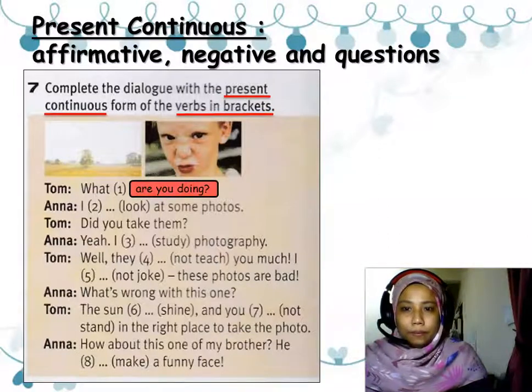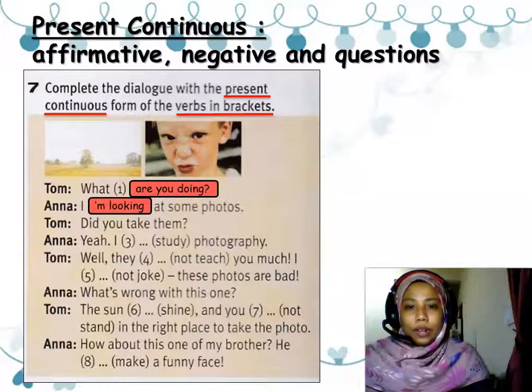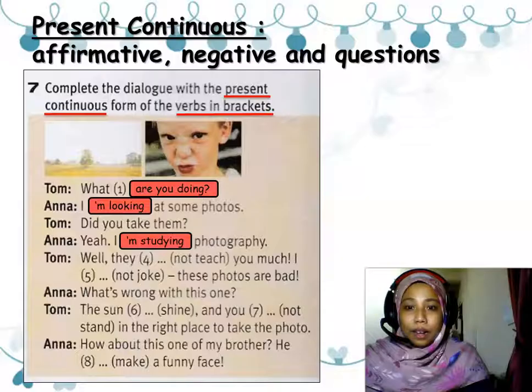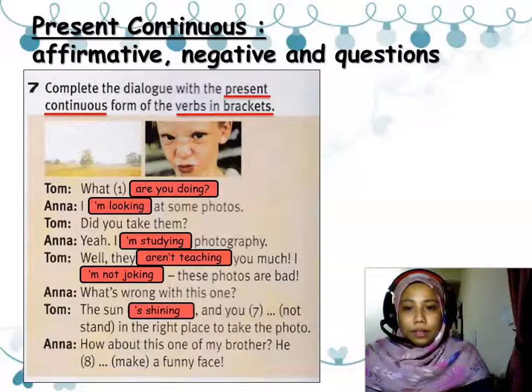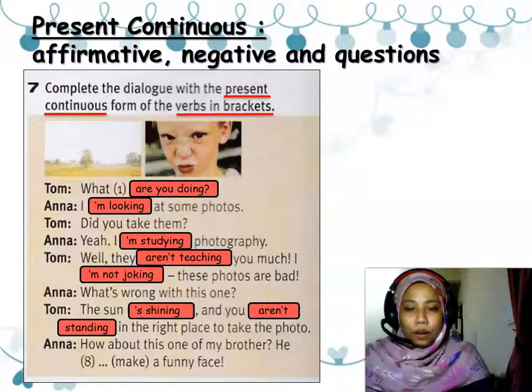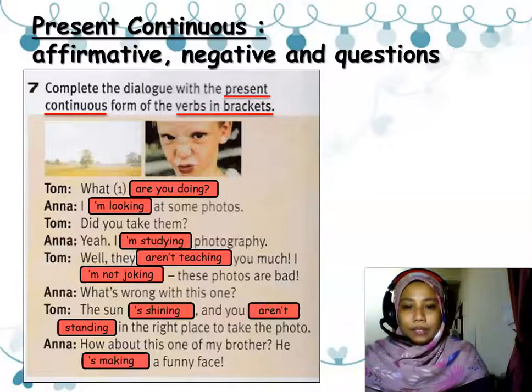What are you doing? I am looking at some photos. Did you take them? Yeah. I am studying photography. Well, they are not teaching you much. I am not joking. These photos are bad. What is wrong with this one? The sun's shining and you are not standing in the right place to take the photo. How about this one of my brother? He's making a funny face.